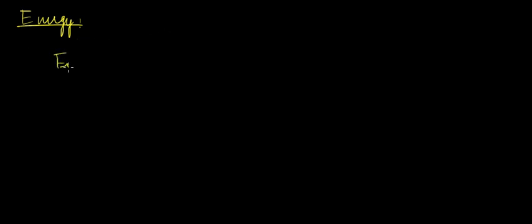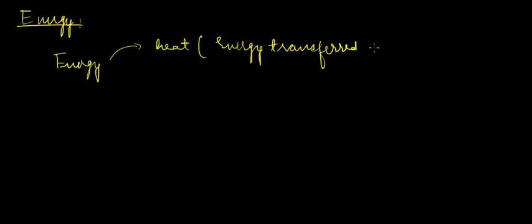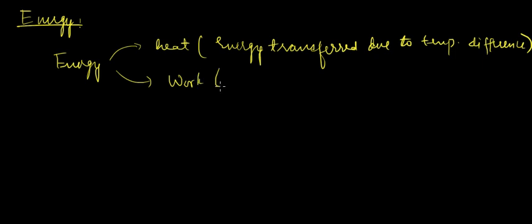We will classify energy into two forms. First, we'll be taking heat, which is the energy transferred due to temperature difference. And second one would be work, which is P delta V. Okay, and we can write that dq would be equal to ms dt.